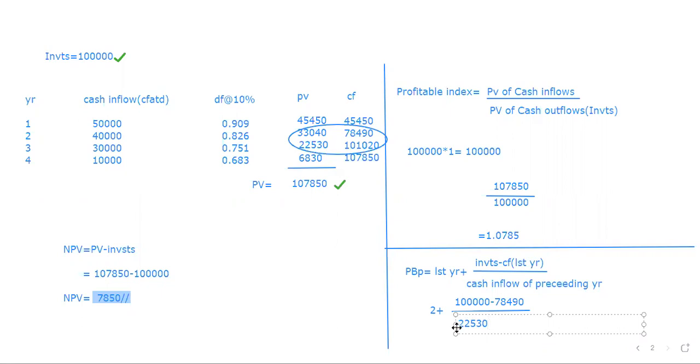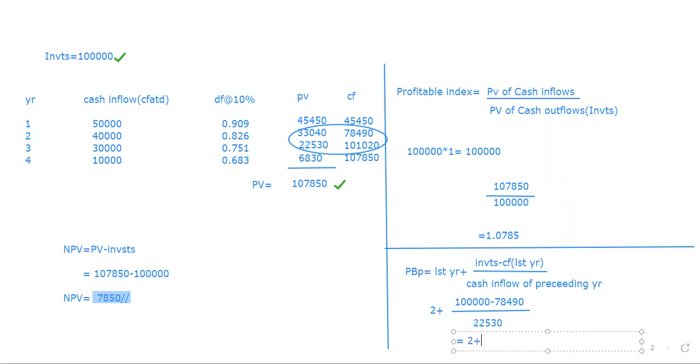So shall we solve this one now, using our calculator? Let me use my calculator. 1 lakh minus 78,490 is equal to 21,510. I got it. So 21,510.